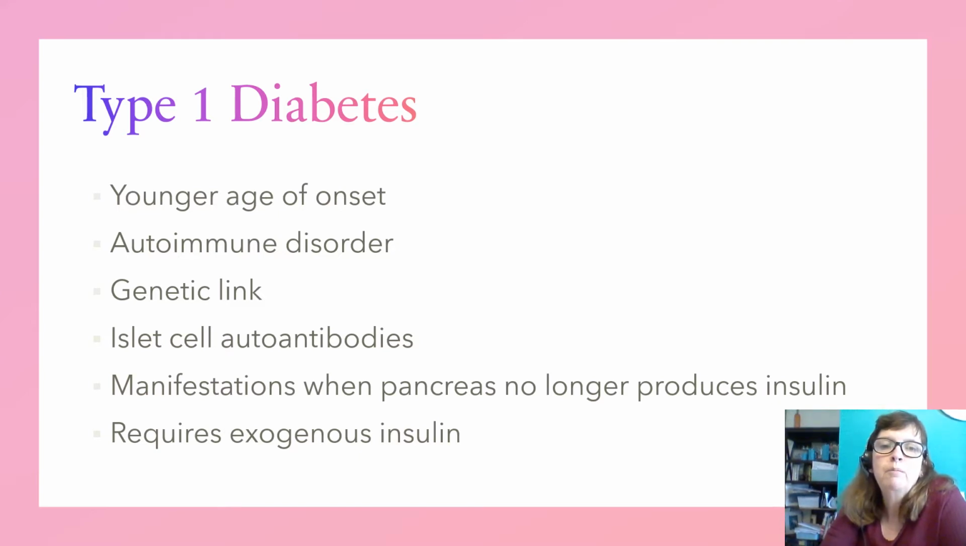Manifestations develop when the pancreas can no longer produce insulin, and then there's a rapid onset with ketoacidosis. Recent history of sudden weight loss and polydipsia, polyuria, and polyphagia. And they must have exogenous insulin, so they may have a temporary remission for 3 to 12 months after initial treatment, and they do require an exogenous source of insulin.